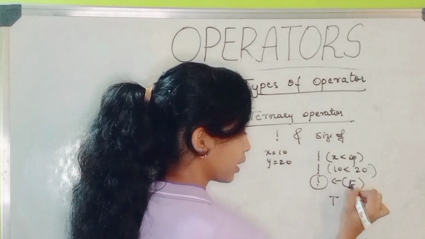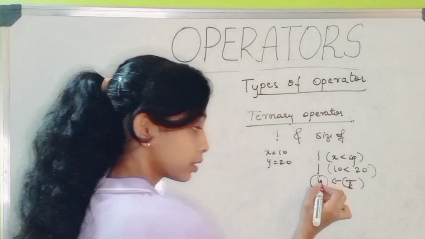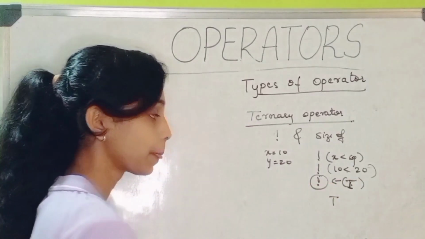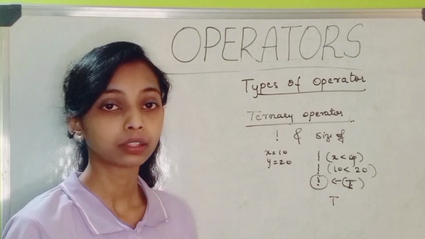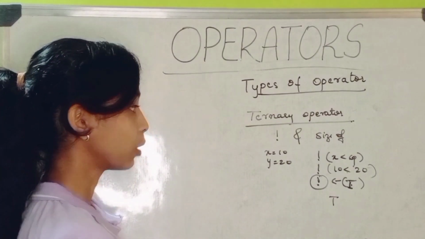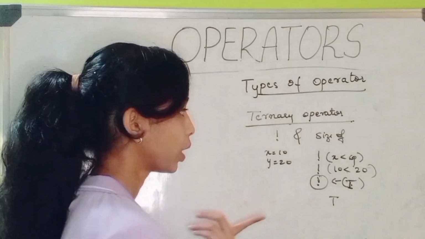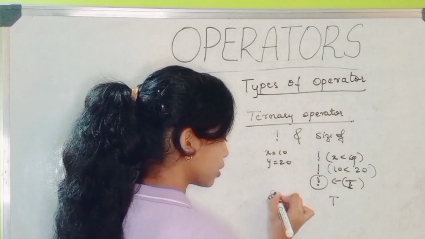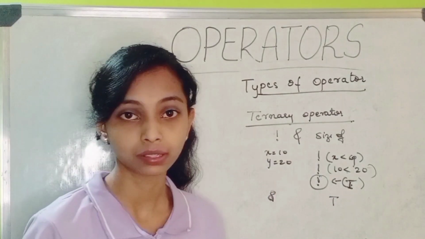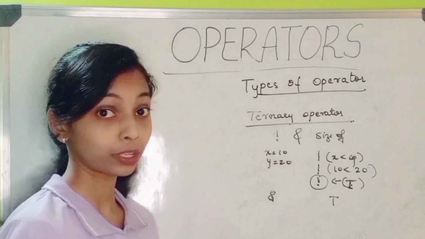At that time, we can write it here, the statement is true. Since there is a logical NOT here, the true statement will get converted into the false statement. This is how the logical NOT works in the ternary operator. The second one is the address operator. This address operator stores the address in the memory of an operand.